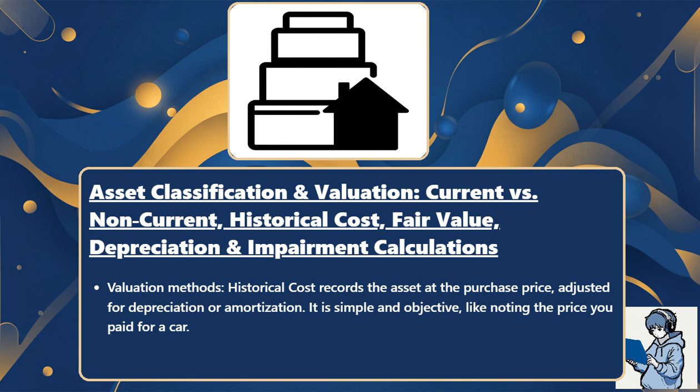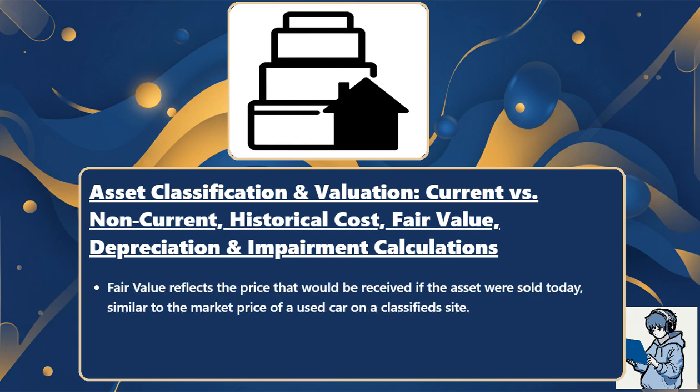Historical cost records the asset at the purchase price, adjusted for depreciation or amortization. It is simple and objective, like noting the price you paid for a car. Fair value reflects the price that would be received if the asset were sold today, similar to the market price of a used car on a classified site.